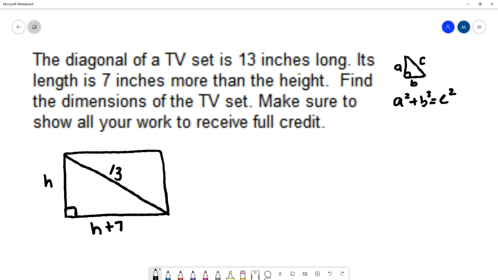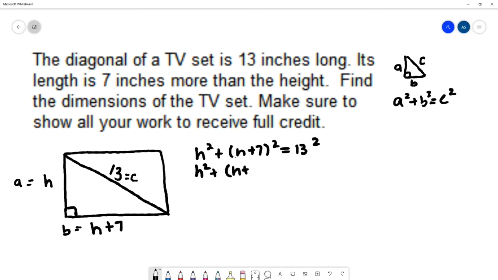So using that formula on our picture would give the hypotenuse being 13 and the legs being h and h plus 7. So we would get the equation h squared plus (h plus 7) squared equals 13 squared. And I'm going to simplify this equation by getting rid of the parentheses. (h plus 7) squared is h plus 7 times h plus 7. And 13 squared, that's 169.